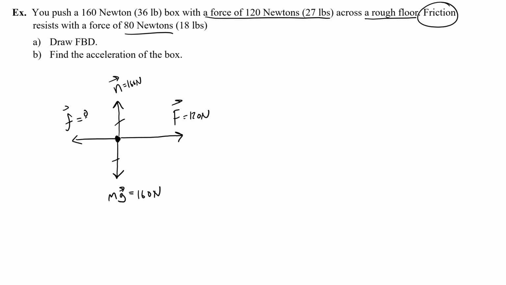80 newtons of force, so I can write 80 newtons like that. Okay, that's our free body diagram. Wonderful job. Now to find the acceleration. Again, to find the acceleration, we'll do the net force divided by the mass.